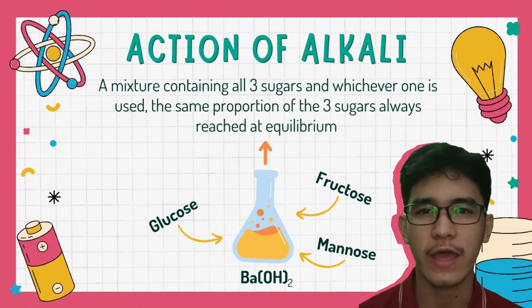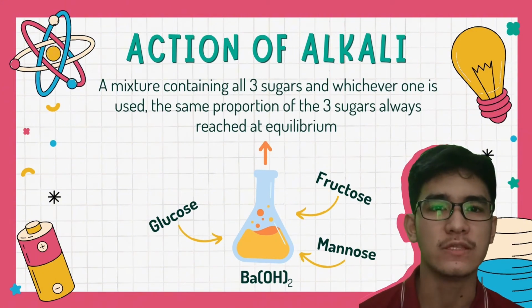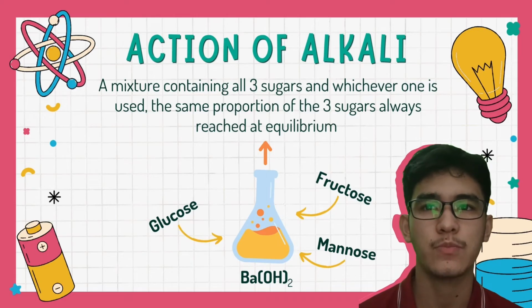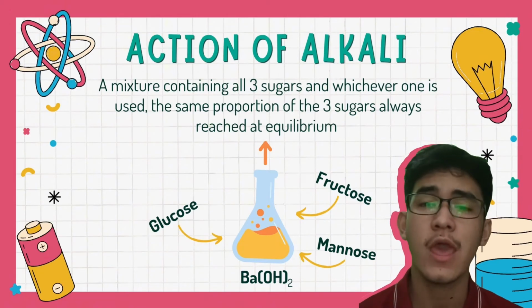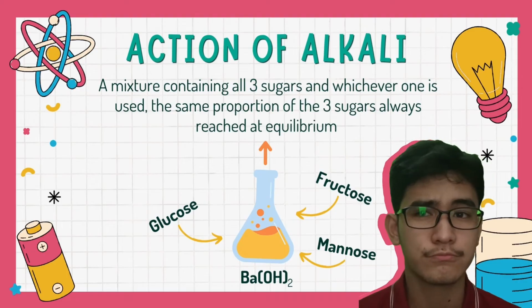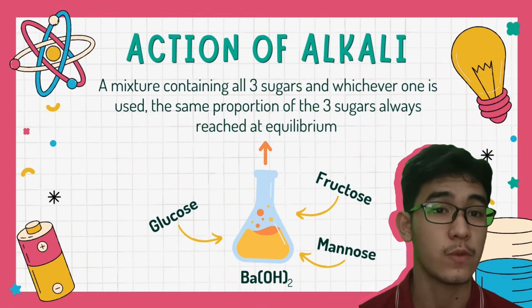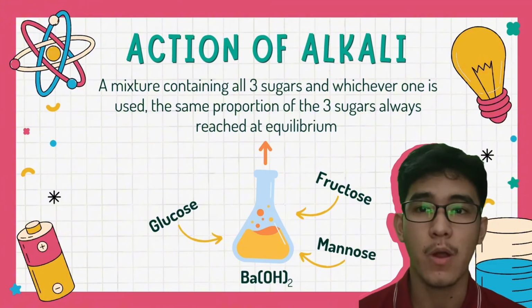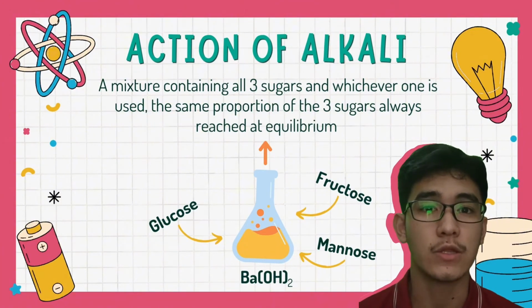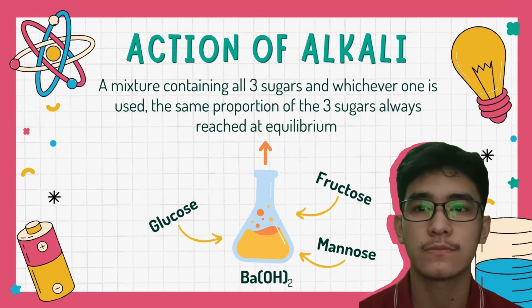So class, I want to ask, what happens when one of these are allowed to stand for some time in the presence of a weak alkali? Does anyone have a clue? When any of the 3 monosaccharides are allowed to stand in the presence of a weak alkali, like barium borohydride, it is converted into a mixture containing glucose, fructose, and mannose.